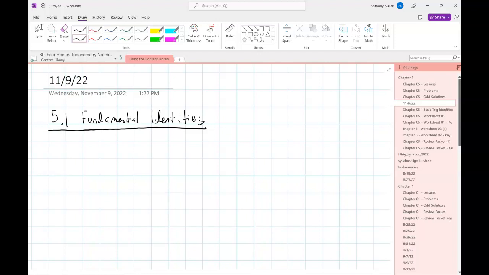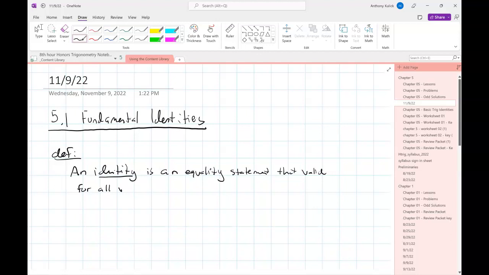So in section 1, we're going to be talking about some of these trig identities. So let's start by just describing what we mean by an identity. An identity is just some kind of an equality statement that is valid for all values of a given variable.